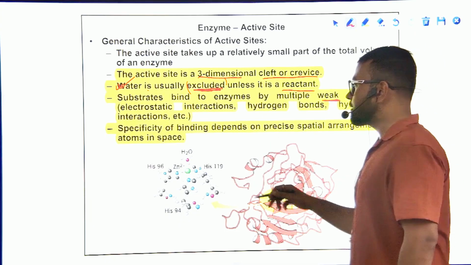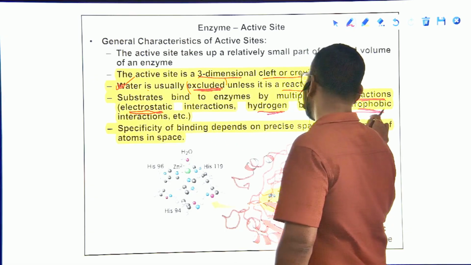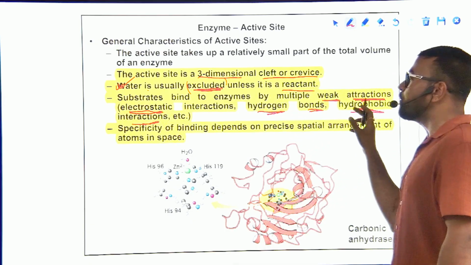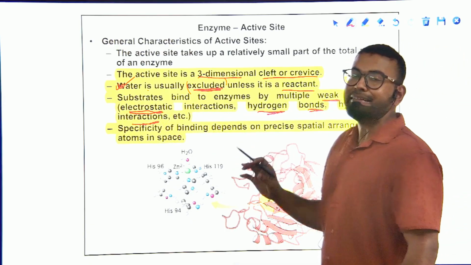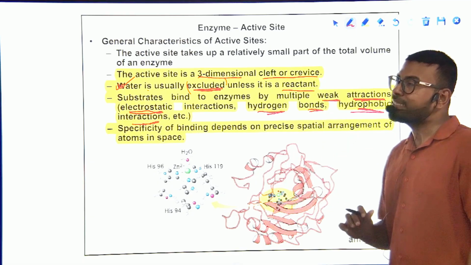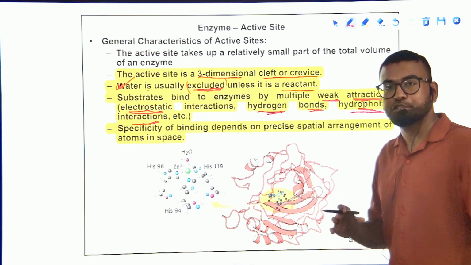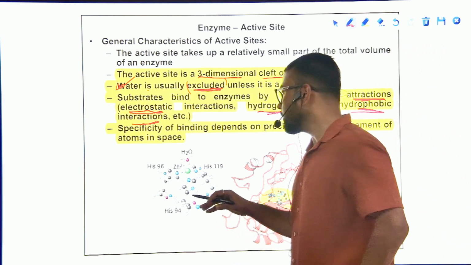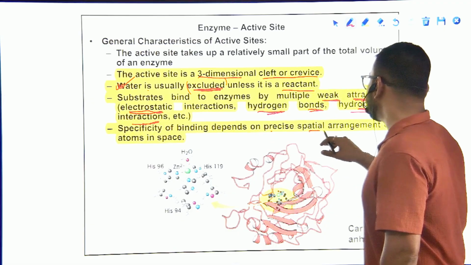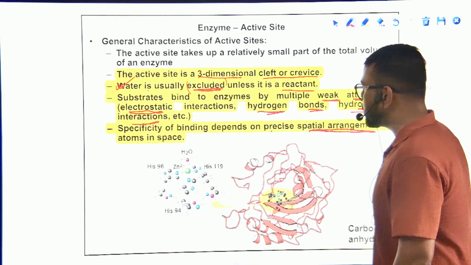Multiple weak interactions, specifically electrostatic, hydrogen bond, and hydrophobic interactions. Covalent interactions are very, very rare when it comes to enzyme substrate complex formation. In most cases, weak interaction takes place. Fourth, specificity of binding depends on the precise spatial arrangement of the atoms. It is precise spatial arrangement.